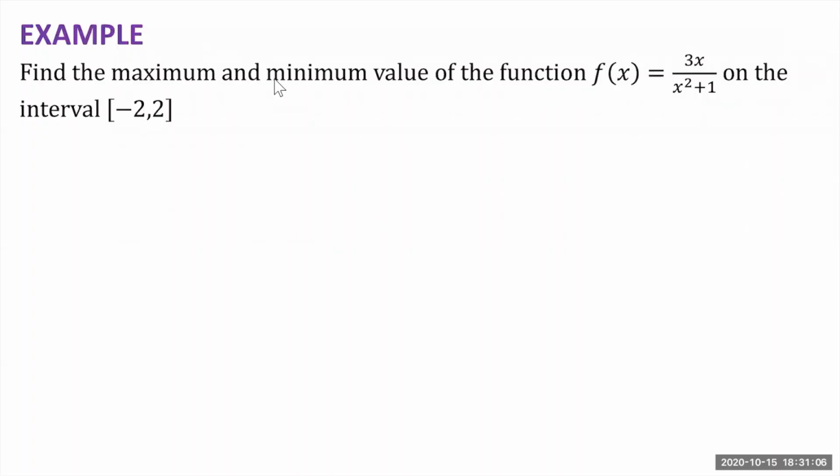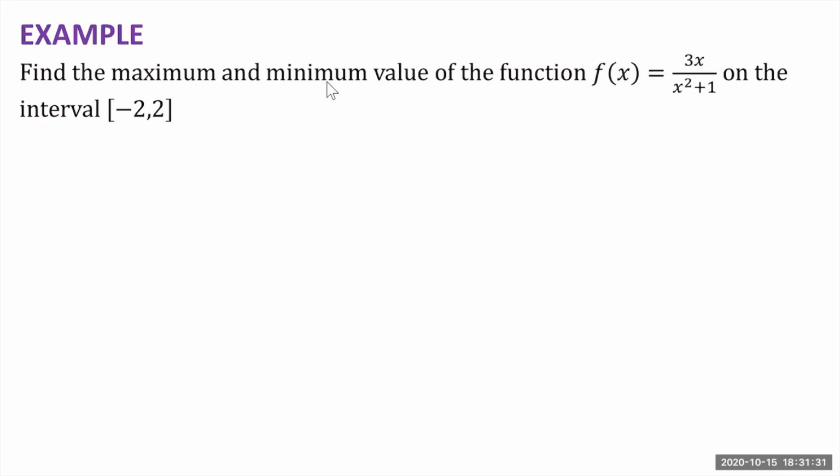Example: find the maximum and minimum value of the function f of x equals 3x over x squared plus 1 on the interval from -2 up to 2. So here we have a function given. The domain of the function is from negative infinity up to infinity, but we are interested only in this interval from -2 up to 2.